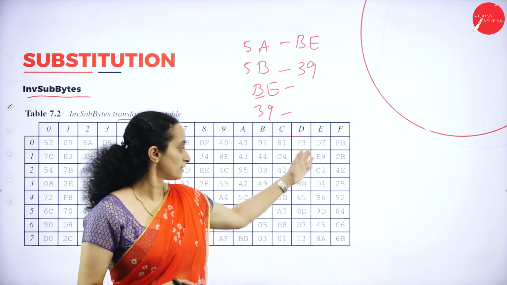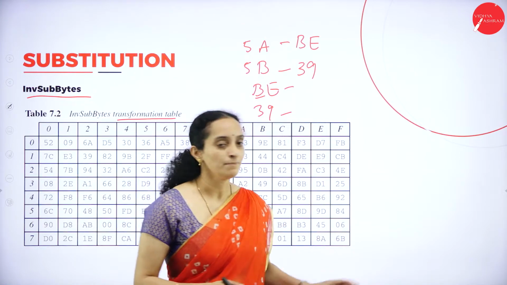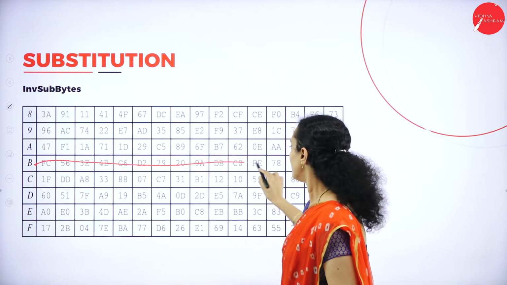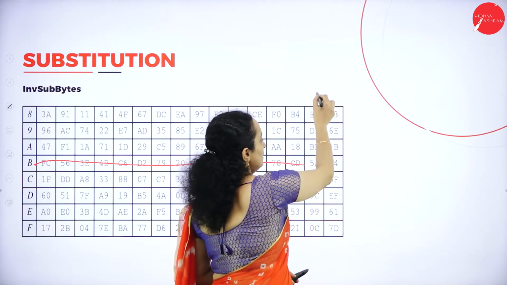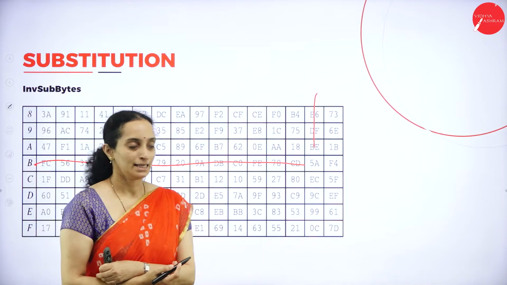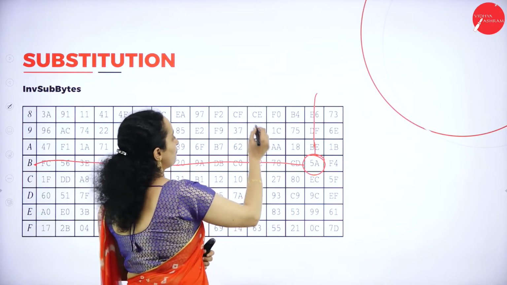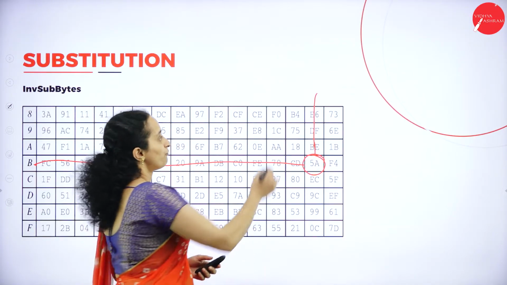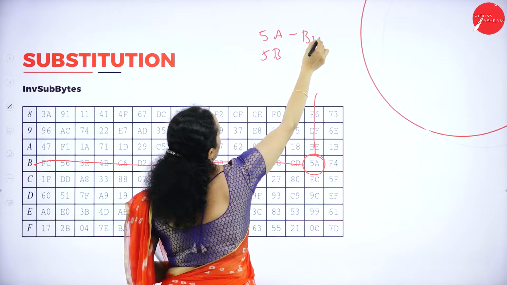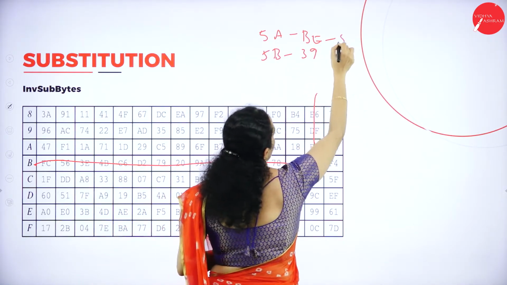One column before the last, E and B. So here we have the B in the row and the column E, isn't it? So it is again going to generate 5A. From 5A and 5B, we got BE and 39. From BE, again we are getting 5A.